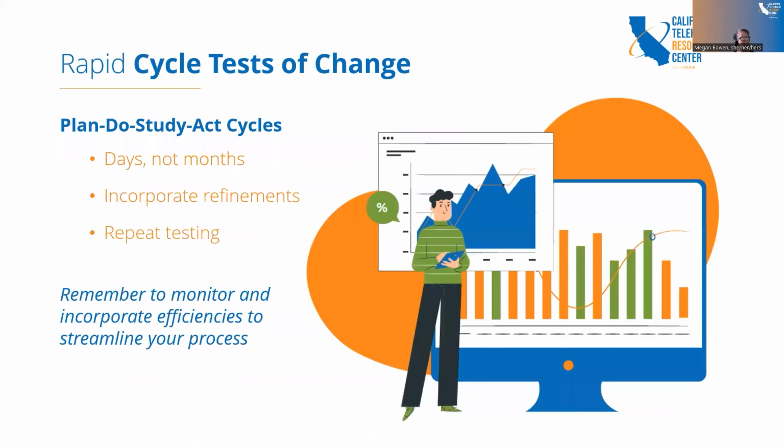And the next slide. Rapid cycle tests of change. Please use your good QI processes to test, refine, and iterate. And think in days, not months. Use a good framework like PDSAs to keep yourself on track. Remember to monitor and incorporate those efficiencies as you streamline your process. You're going to learn so much as you go through good cycles of change. And the next slide.